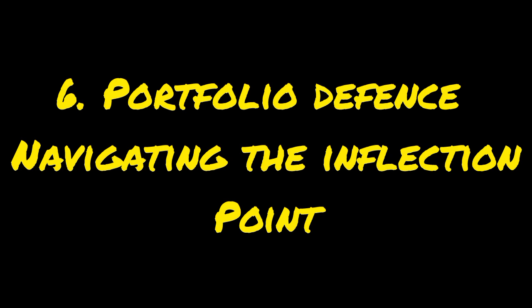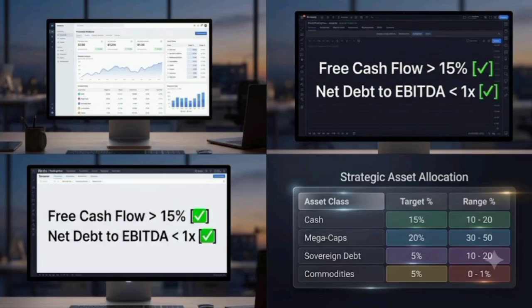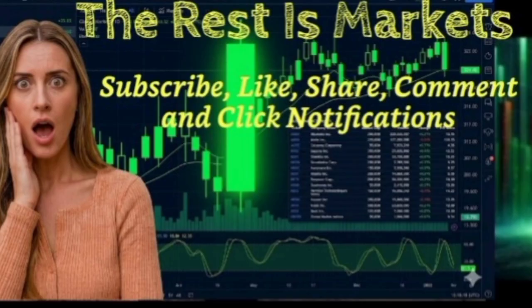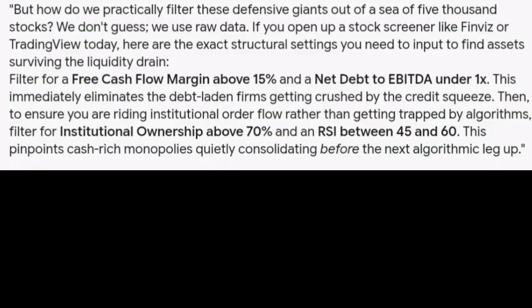6. Portfolio defense, navigating the inflection point. But how do we practically filter these defensive giants out of a sea of 5,000 stocks? We don't guess, we use raw data. If you open up a stock screener like FinViz or TradingView today, here are the exact structural settings you need to input to find assets surviving a liquidity drain.